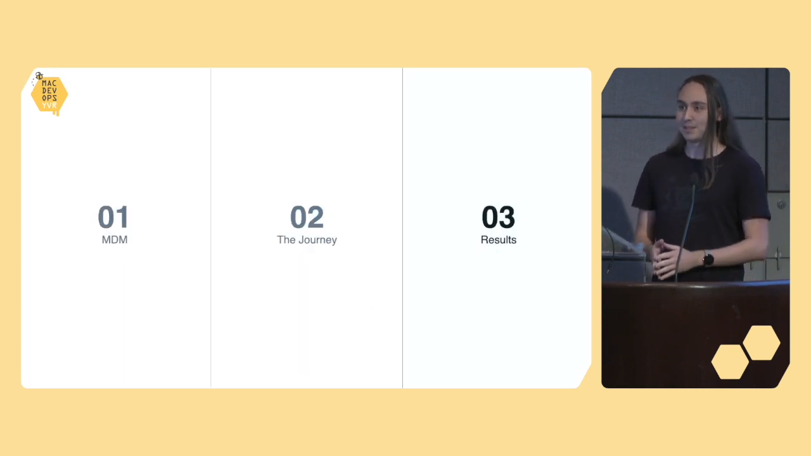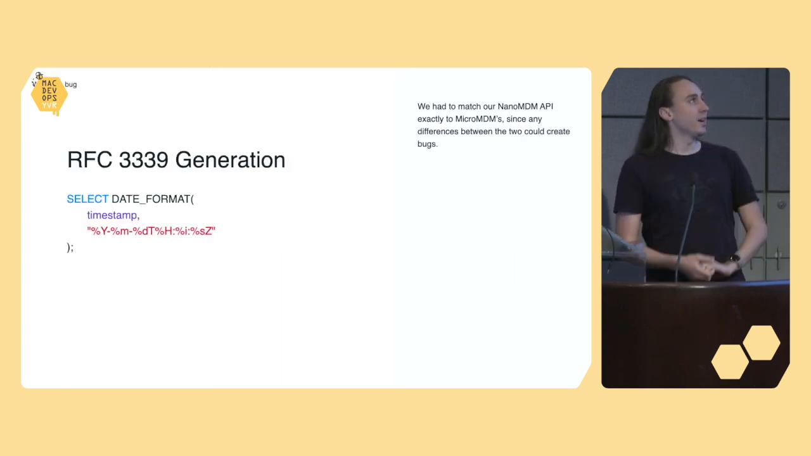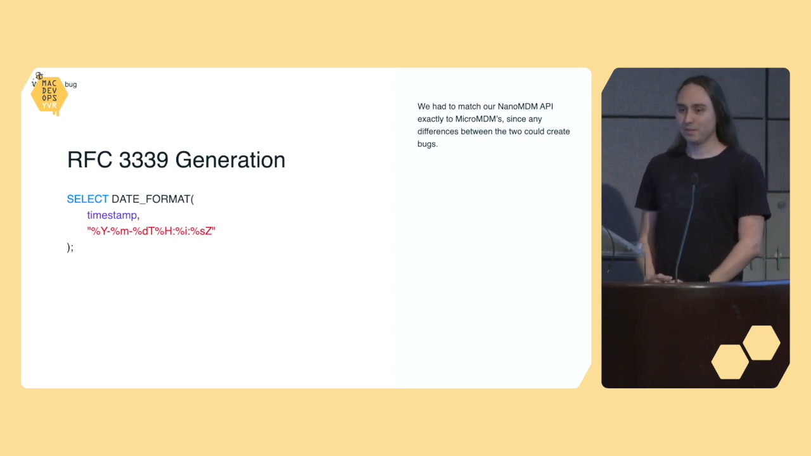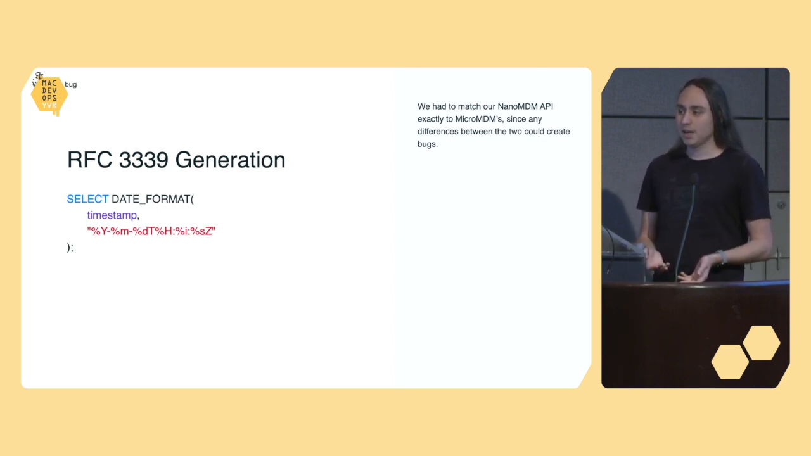So here's what happened during and after our migration. We did have a bug, and I wanted to talk about this because migrations like this never really go perfect, and I want you to know what can go wrong. You need your API for both MDMs to be exactly the same so you can access them at the same time. MicroMDM has an API where it can tell you when a device last contacted the MDM, and we use this to check the health of devices.